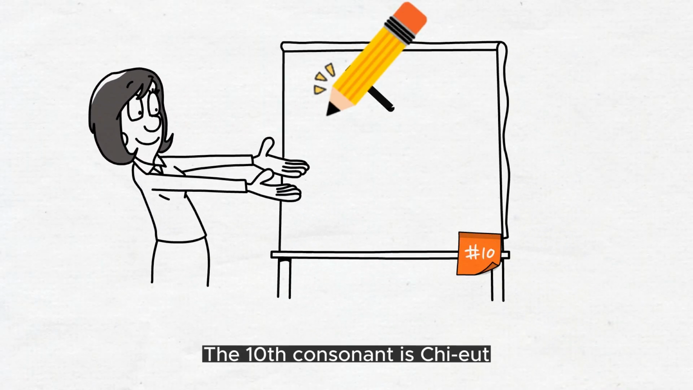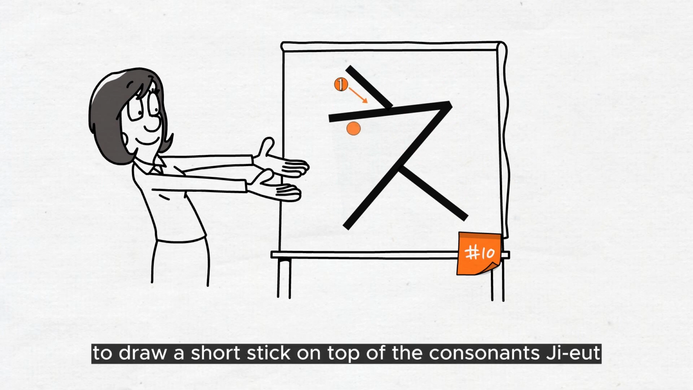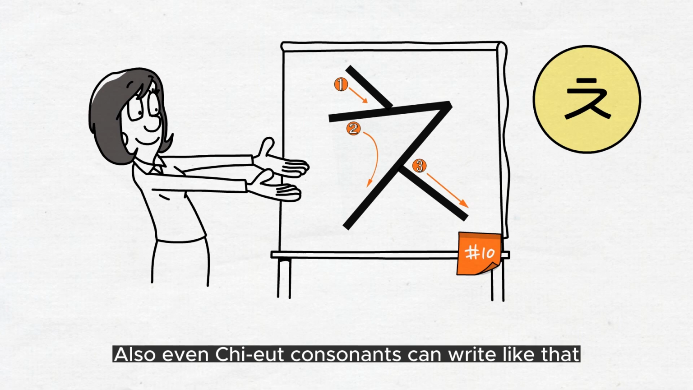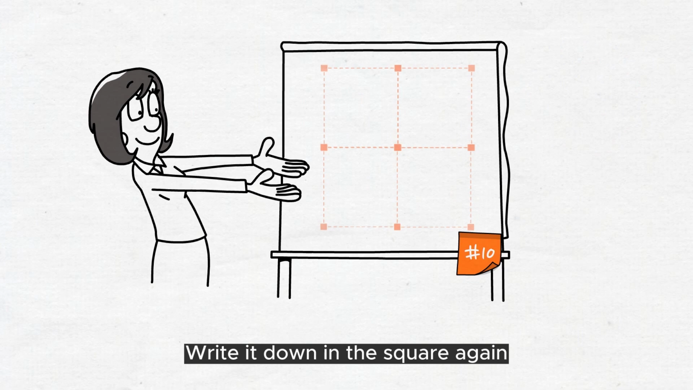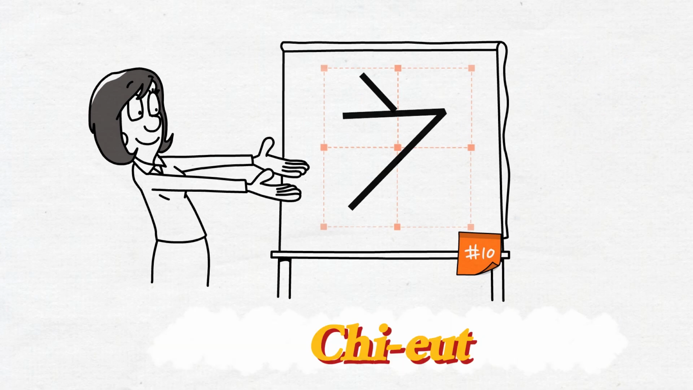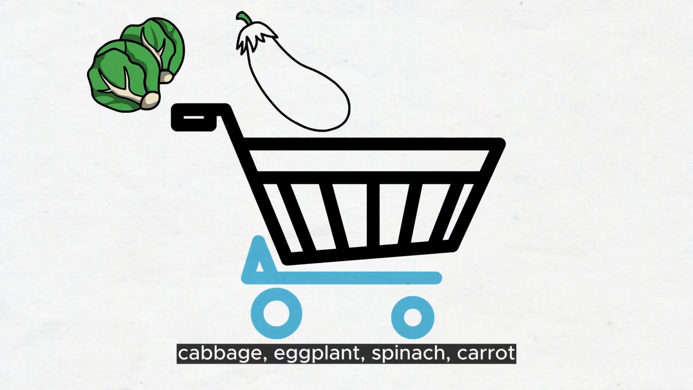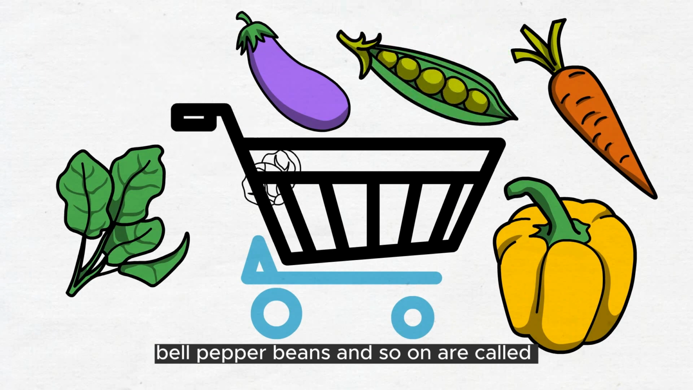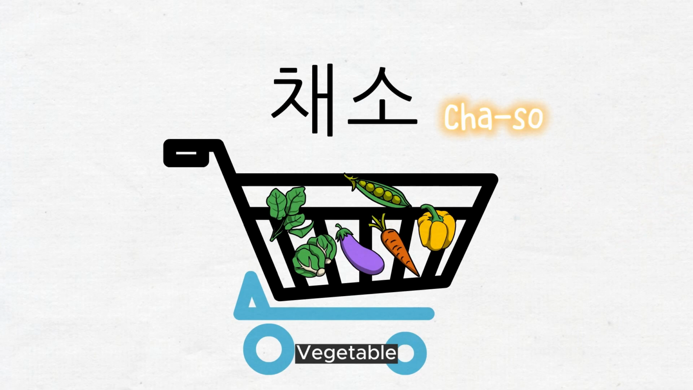The 10th consonant is 치읓. Draw a short stick on top of the consonant 지읒. Even 치읓 can be written like that. Write it down in the square again. The word that starts with 치읓 is 채소. Cabbage, eggplant, spinach, carrot, bell pepper, beans, and so on, are called vegetables. 채소.